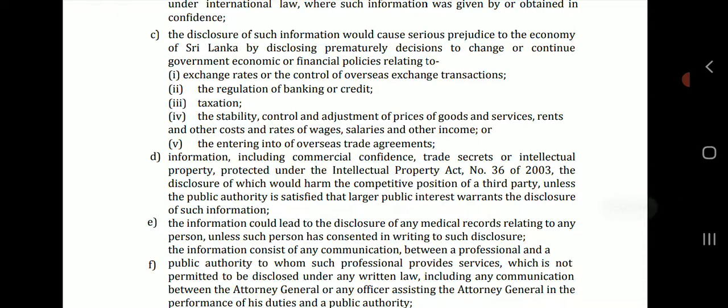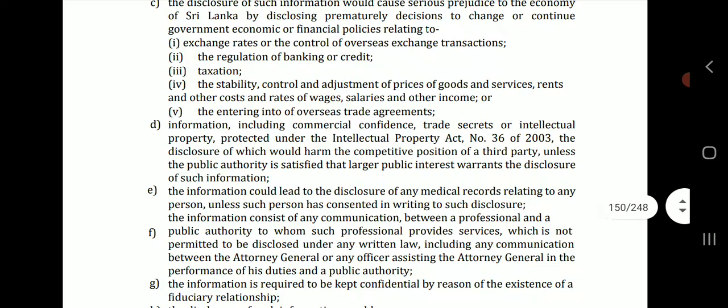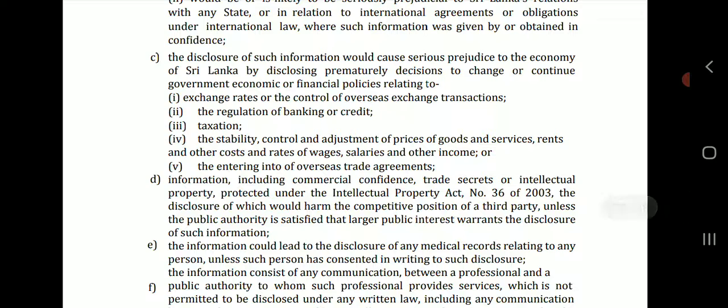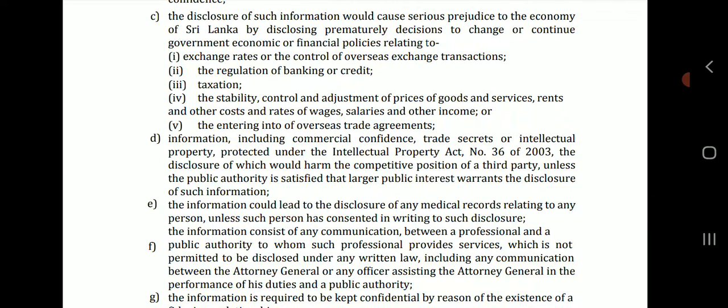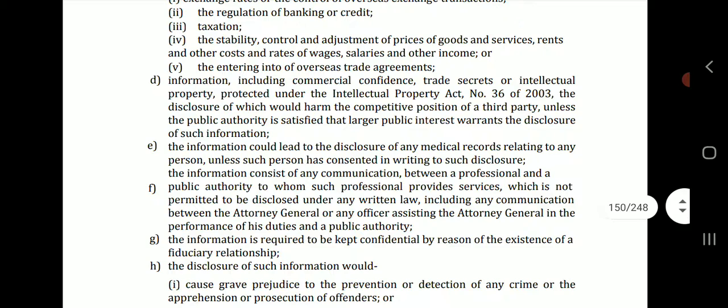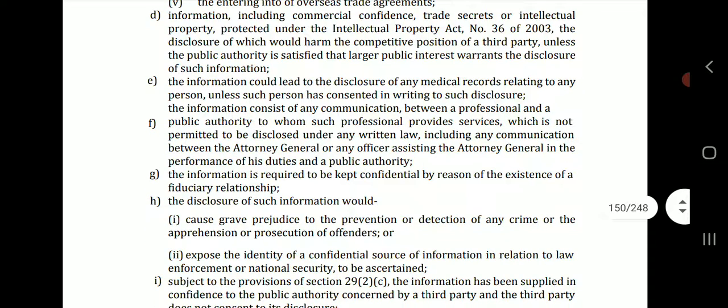So we normally talk about the commercial side of the right to information: banking, credit, taxation, stability and control, and adjustment. So a state or any company can ask a company under right to information, show your taxes, show your banking credits, show whether you are stable, your adjustment of the price, things like that. If they are refusing to do so, they can sue the particular company. It also includes the Intellectual Property Act, to see the publicity.